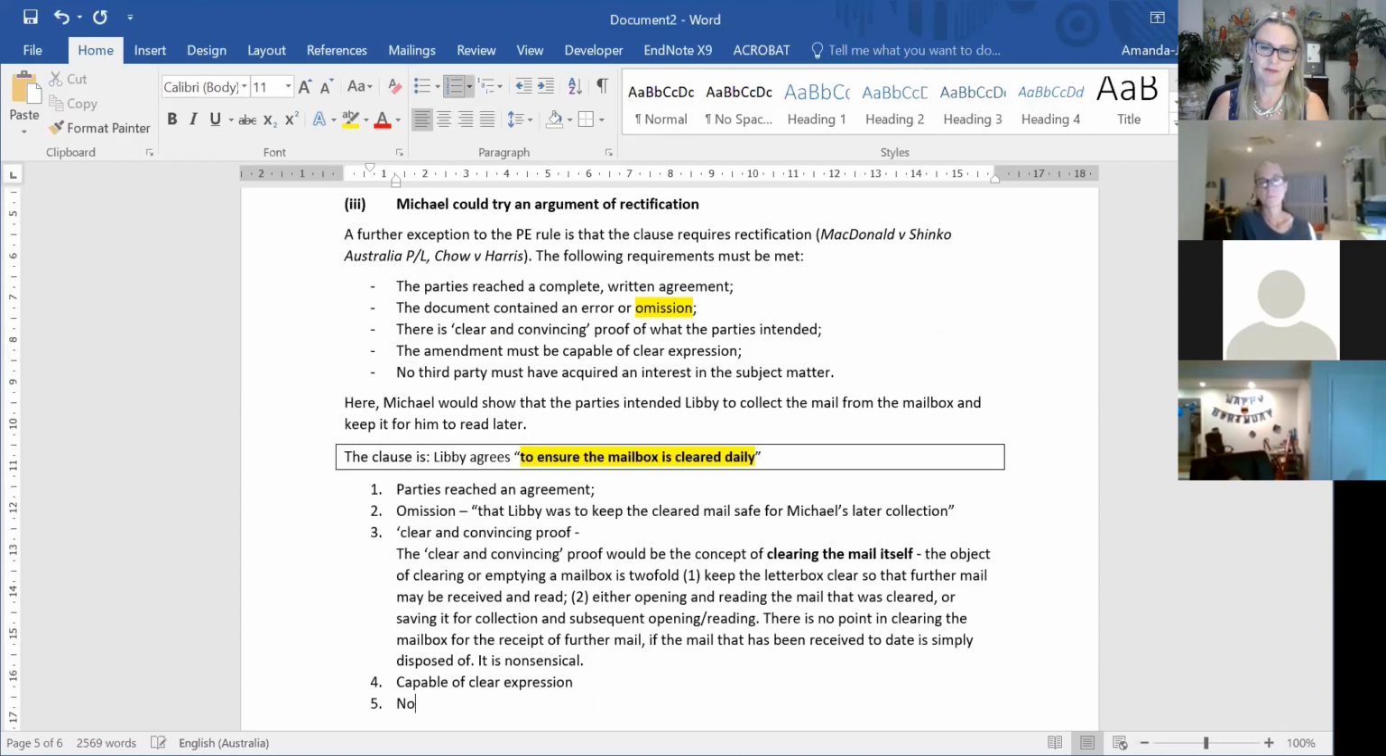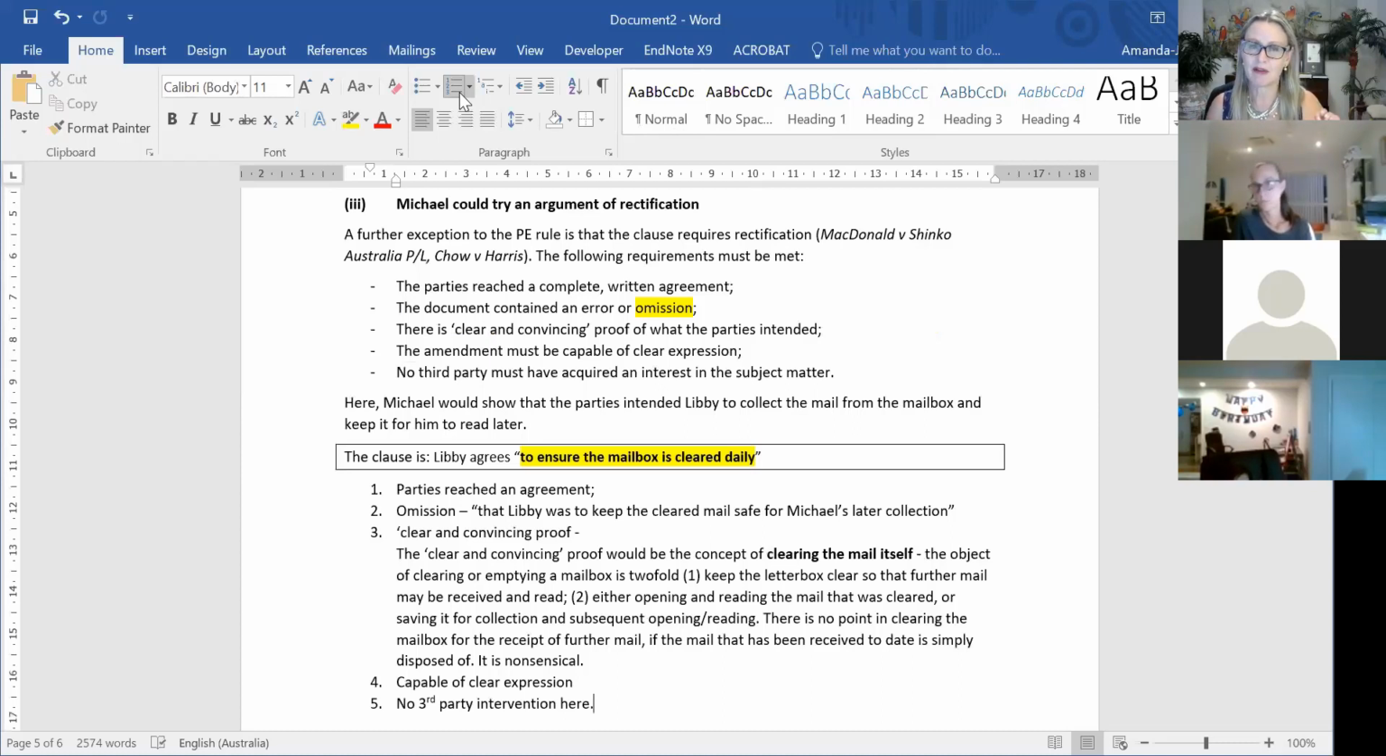And there's no third-party intervention here. By third-party intervention, I simply mean the circumstance where, for example, often when parties try and argue rectification of a contract, it may be that one or other of the parties has sold their interests in the contract to another party. If that's happened and you've got this third party now in the mix, you can't go and ask for things like rectification.